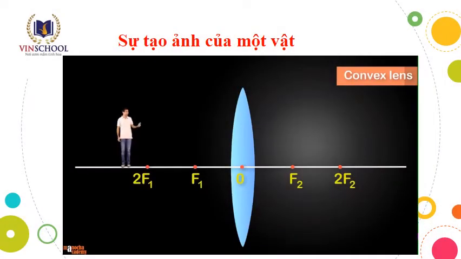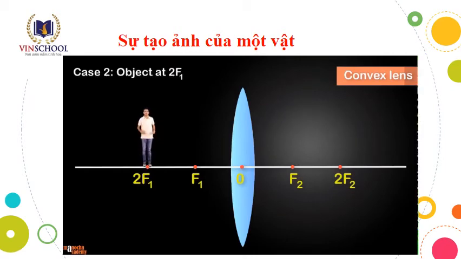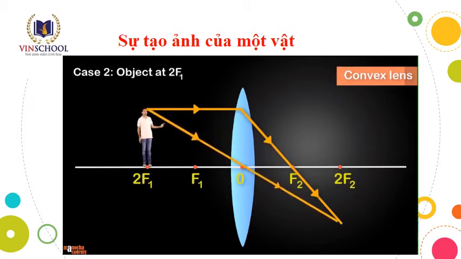Now let me walk closer to the lens. I'm going to stand at 2F1 for our case 2. Once again, we need to use 2 out of the 3 rules. For the first ray, let's use rule 1. The ray of light parallel to the principal axis after refraction passes through the focus of the lens. For the second ray, we can use rule 2. The ray passing through the optical center of the lens goes straight through, undeviated.